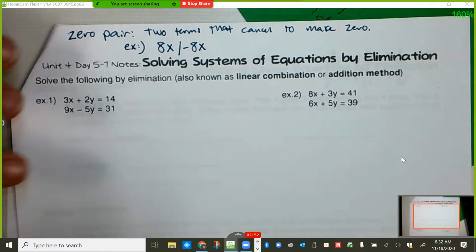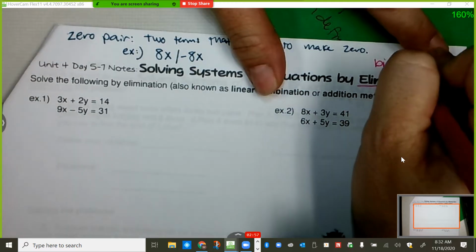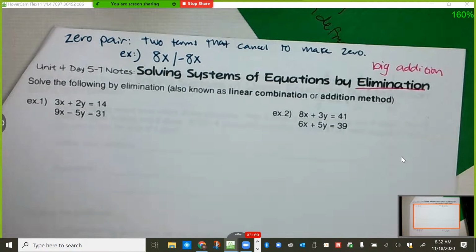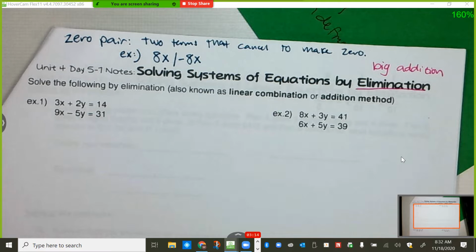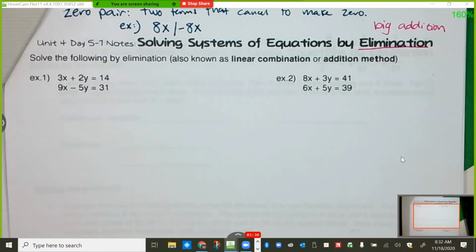I also want you to know that I call elimination big addition sometimes. Probably all the time. Because elimination is you create an elementary aged vertical math problem, right? Do you remember those? A number over a number with a line underneath. That's what we're about to create. If you don't remember, I promise you will in a minute. And I call it big addition because you're adding like 6 terms. So let's get started.